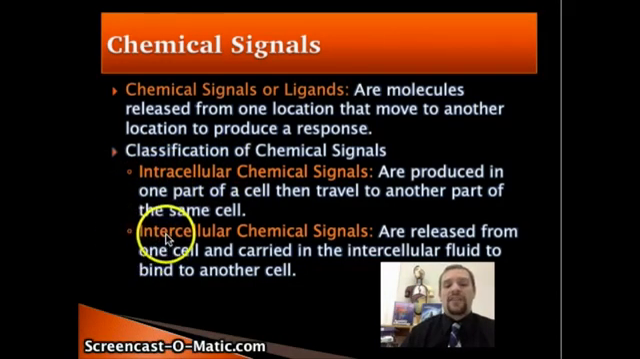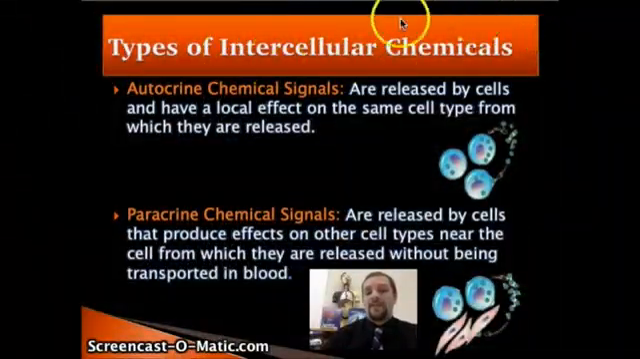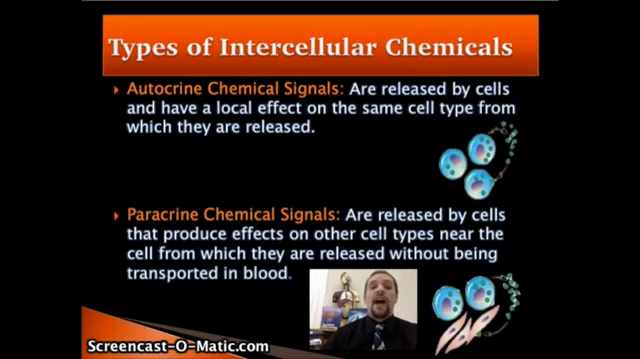Whereas intercellular chemical signals are released from one cell and carried through the interstitial fluid to bind to another cell. So again, this is the same cell, whereas this is going from one cell to a different cell. If we take a look at the category of intercellular chemical signals, these are cells that produce some sort of chemical signal that is then released out of that cell and interacts with another type of cell. There are 6 basic types of ways in which these intercellular chemical signals can be released. Two of the 6 include the autocrine chemical signals and the paracrine chemical signals. The autocrine chemical signals are released by cells and have a local effect on the same type of cell from which they are released.